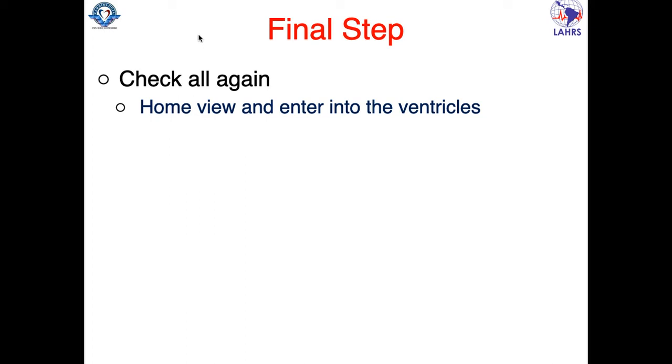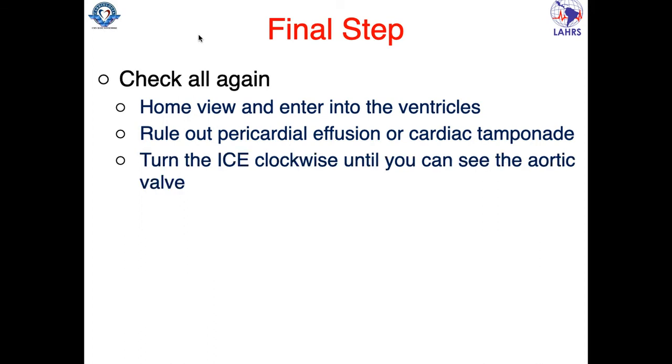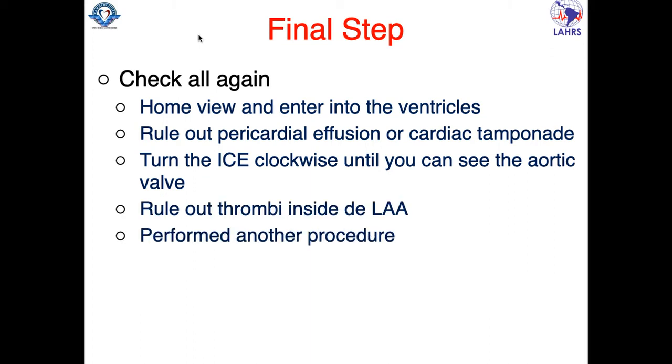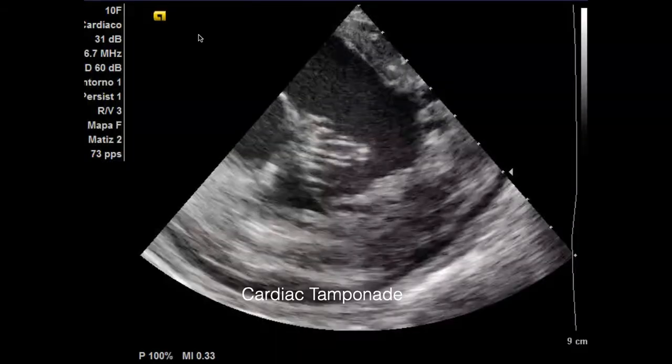Return to the home view, enter into the ventricles, rule out pericardial effusion or cardiac tamponade, then turn clockwise, see the aortic valve, watch the left atrium, and if we rule out the presence of thrombi, we could move forward and perform another procedure in the patient. Another procedure like cryoballoon ablation of the left atrial appendage, or place an occluder device, or ablation of the cavotricuspid isthmus due to typical flutter.